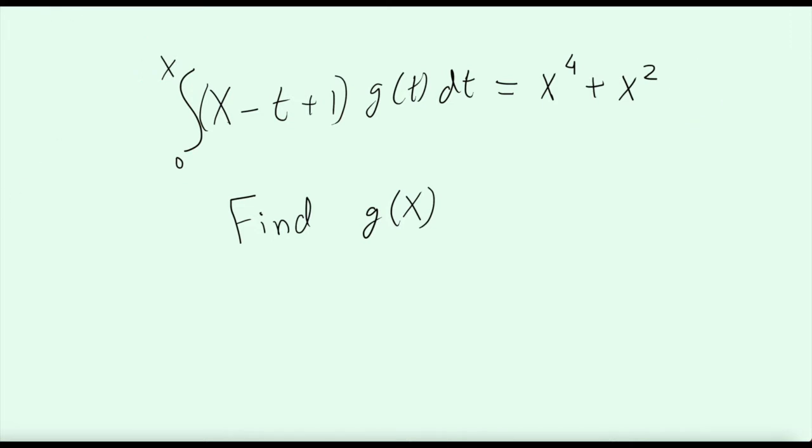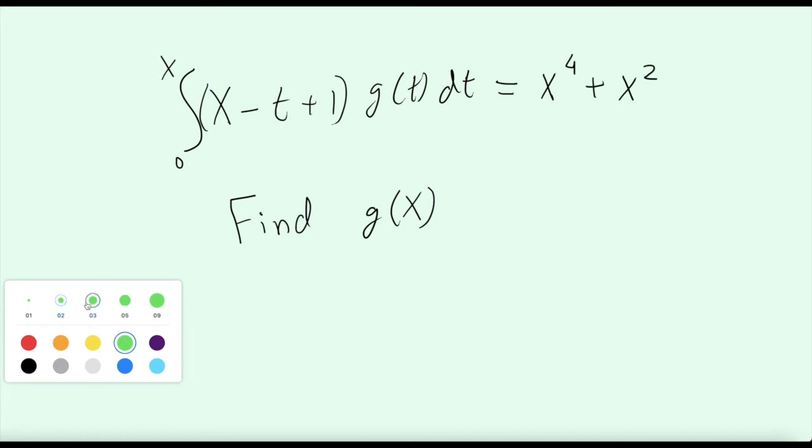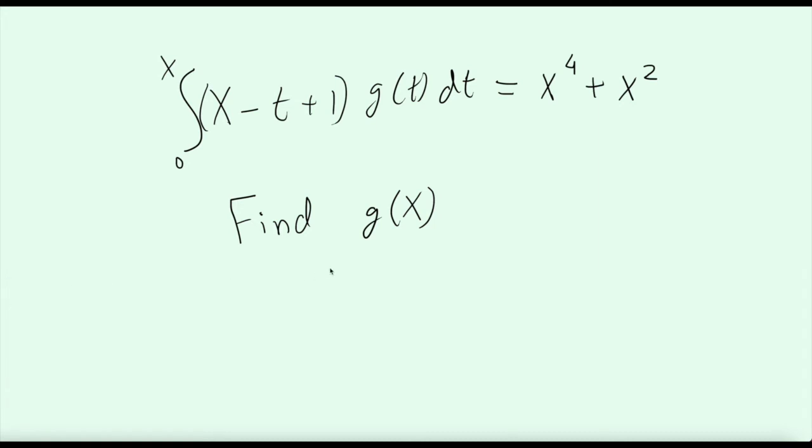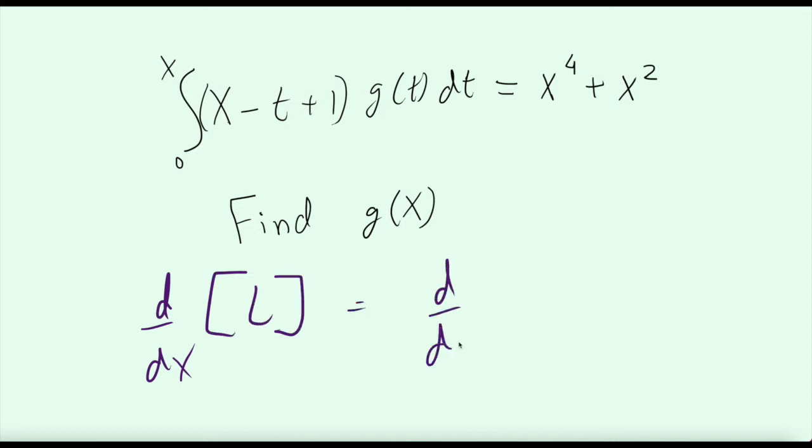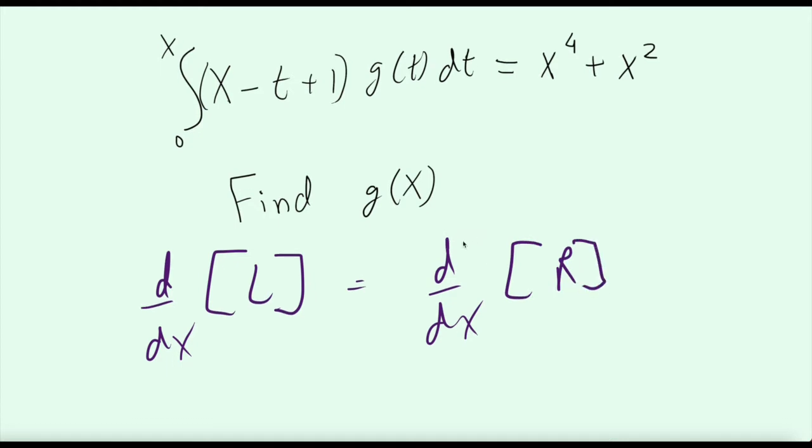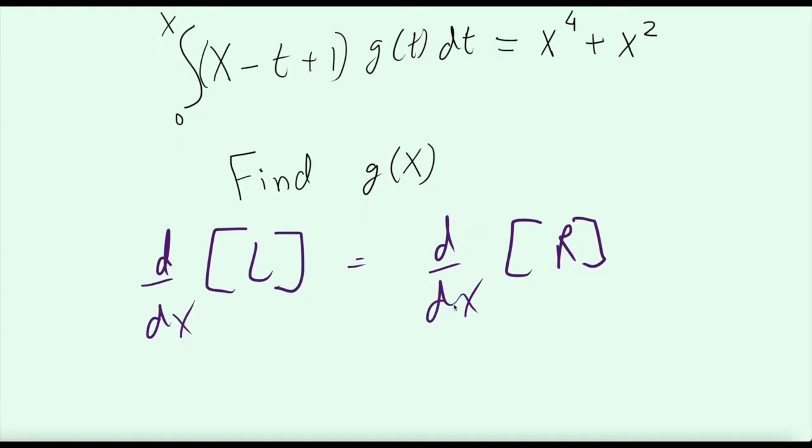Anyway, how do we solve this question? Now you might remember Feynman's trick. You can actually differentiate both sides. So d by dx of the left side, because x is the variable, is equal to d by dx of the right side. Now this is not Feynman's trick. The Feynman part will come in a while.